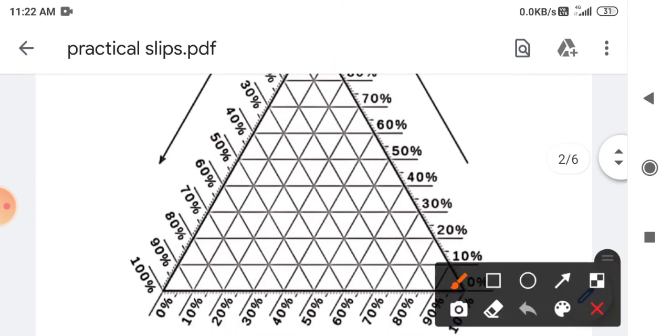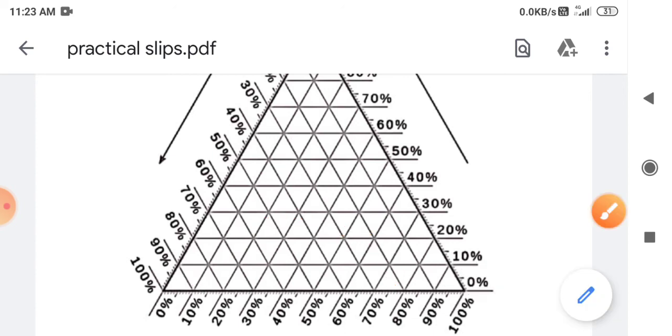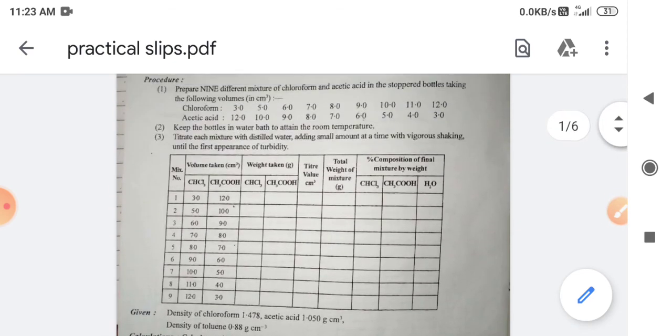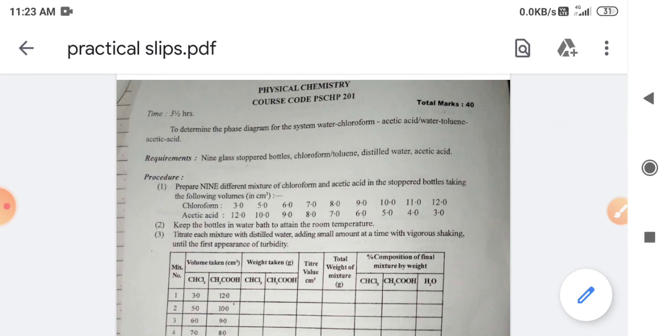Above this binodal curve we can say that there is a homogeneous system, and on this plot we have the heterogeneous system containing the three components, that is water, acetic acid and chloroform. So likewise we can draw certain conclusions. This is the experiment to determine the phase diagram for the given system of water, chloroform and acetic acid. So this is the first experiment.